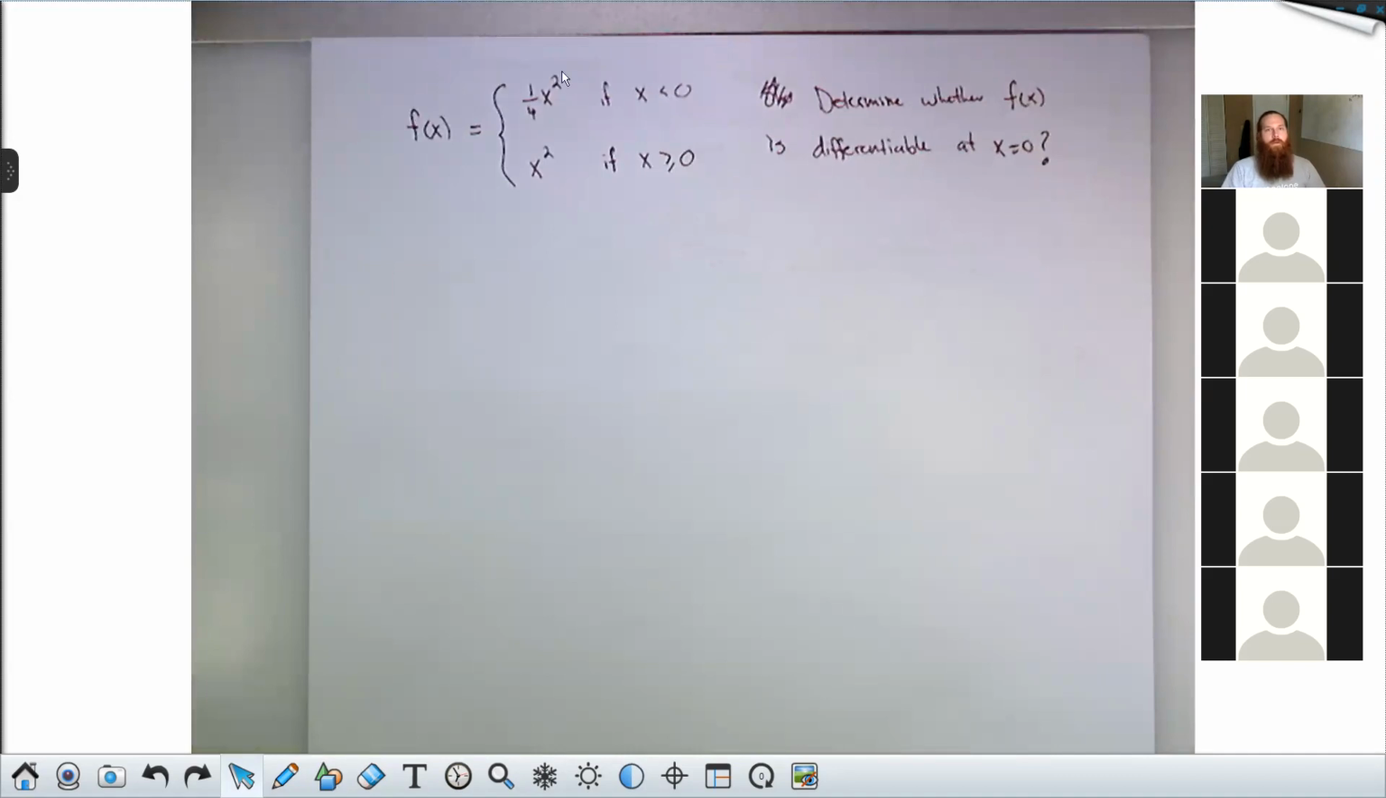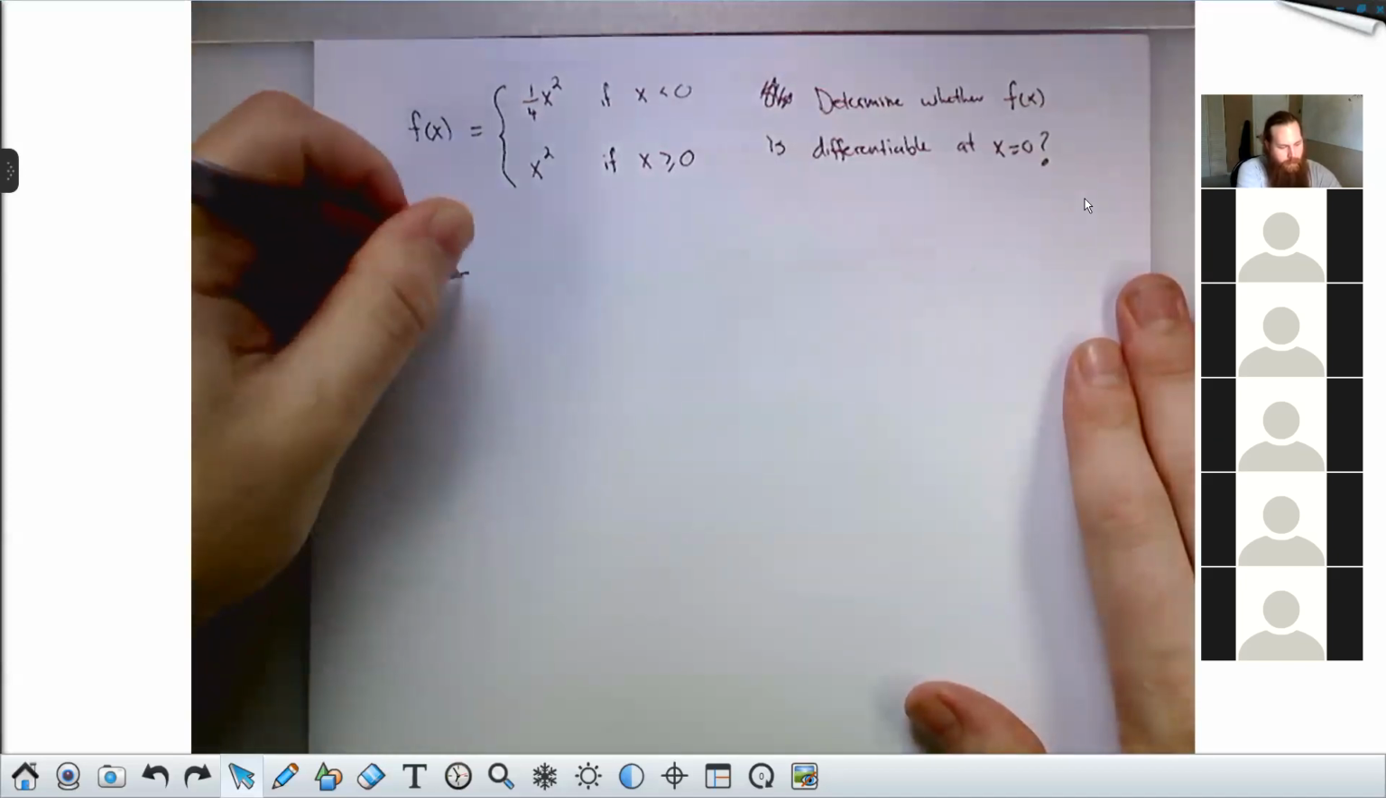All right, so we wanted to see how to show whether a function is differentiable or not. So I have here this piecewise defined function, and I want to know whether it's differentiable at x equals 0. So I should set up the limit defining the derivative at 0 and see if the two one-sided limits agree with each other.